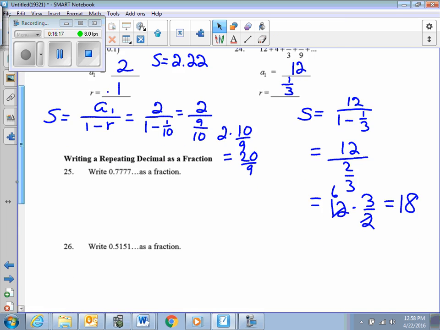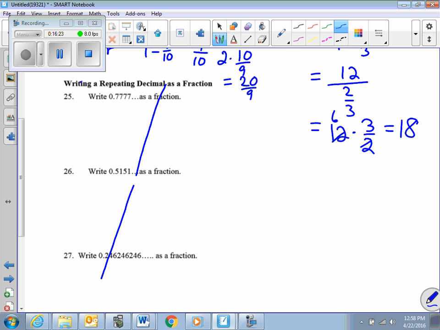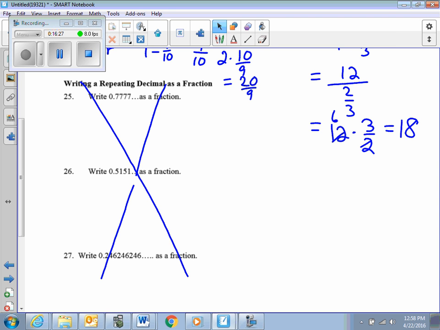And that is all we're going to do for this lesson. I meant to delete this, but failed to do so. I think it is not in your notes packet though, so don't worry about that. And that wraps up our entire unit on sequences and series.